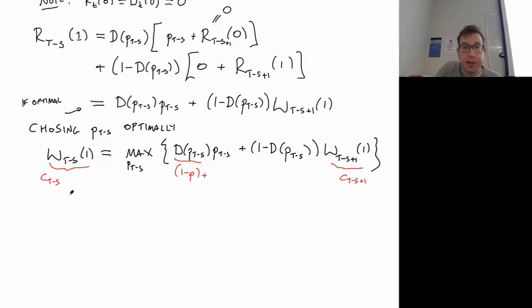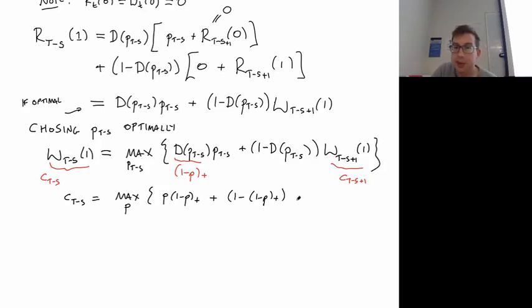So I can rewrite this whole expression as c of t minus s equals max over p of p times 1 minus p plus, plus 1 minus p plus times c of t minus s plus 1. Does everyone understand what I mean by 1 minus p plus here? I mean the positive part of this. So if this is negative, I take the answer to be 0, and if it's positive, I just take that number. Looks a little bit tidier now. Same thing, it's just a bit tidier.